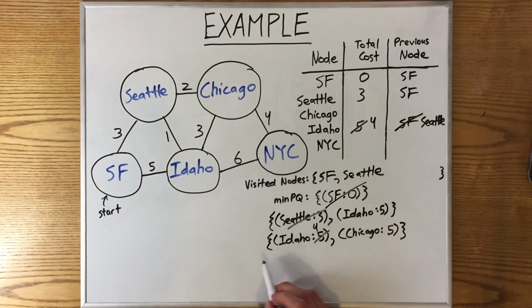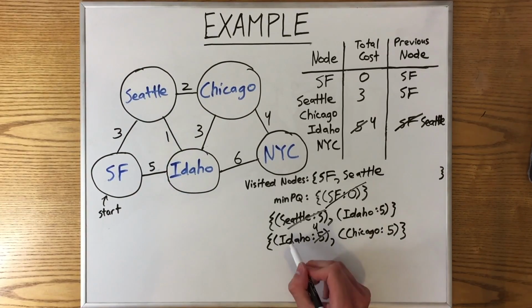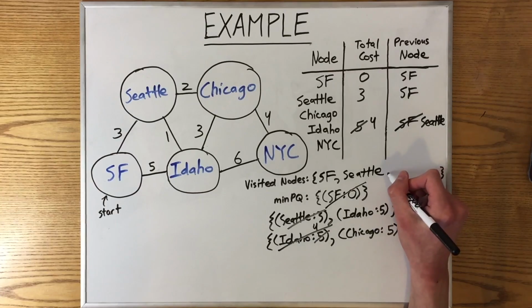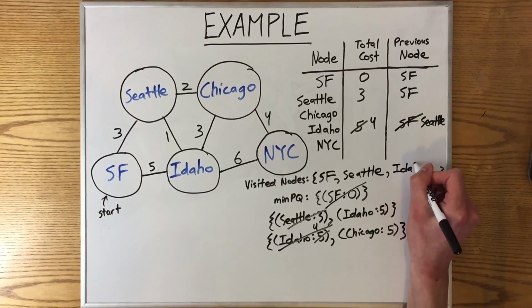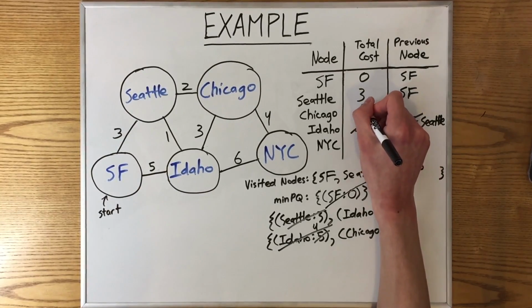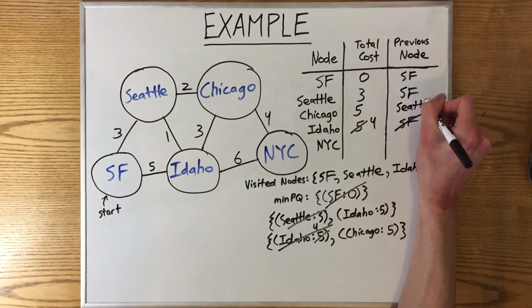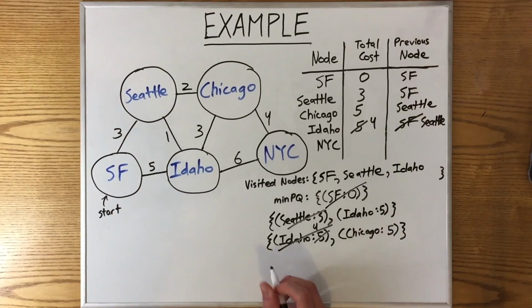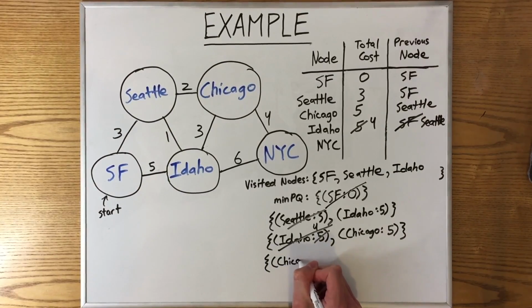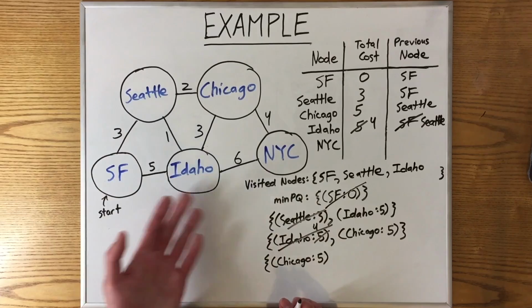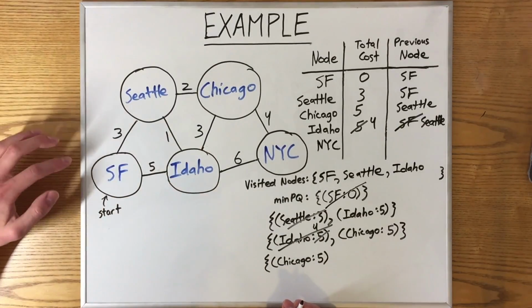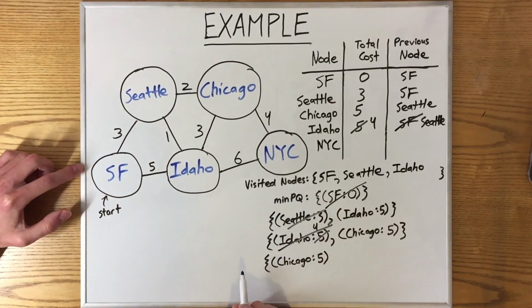Alright, so now we check our min-PQ. We find the smallest element, that's Idaho, we get rid of it, we add it to our visited nodes list. And before we forget, we know that the shortest cost to get to Chicago right now is 5, and it comes from Seattle, as we found in the last step. Alright, so we've gotten rid of Idaho, we copy down Chicago because we know it's still in our min-PQ during this step. And now we check all of Idaho's neighbors. So we know Idaho has basically all the nodes in the graph as neighbors, so we check all 4 of them. So SF we see is in our visited nodes list, we ignore it.